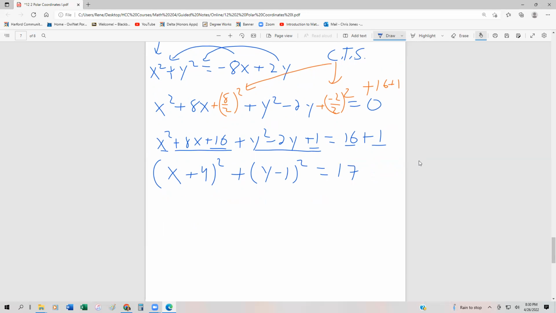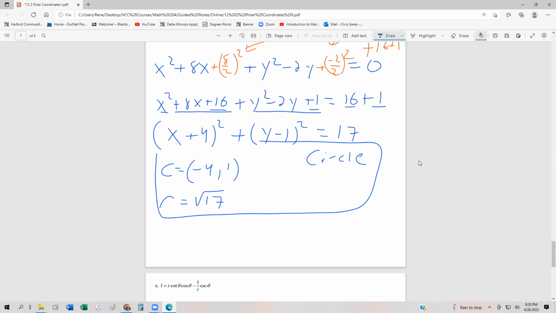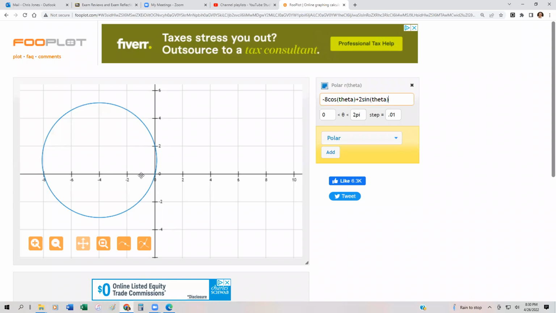And so finally, we can describe this. This is a circle. The center is at the point -4, 1, and the radius is the square root of 17. If we go back to our technology, we said the center was -4, 1, and the radius was the square root of 17, which is just a little bit bigger than 4. So that makes sense as to why it's a little bit more than what the pole is here.